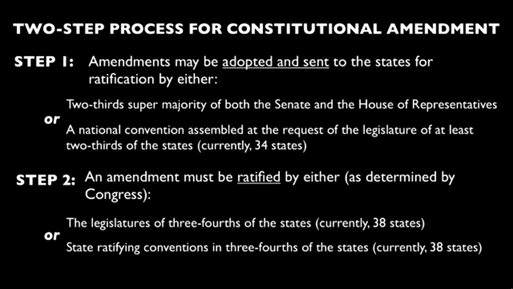So the first way that the amendment can be ratified is that the legislatures of three-fourths of the states, which in this case is 38 states, can ratify the amendment. Or the second is that state ratifying conventions in three-fourths of the states, which is again 38 states, can ratify the amendment. And so you see a difference there between the legislature and the state ratifying conventions.